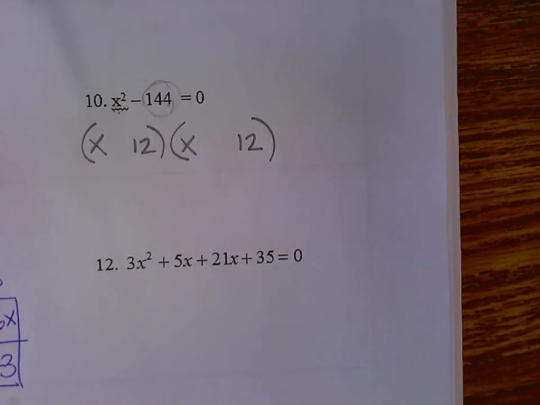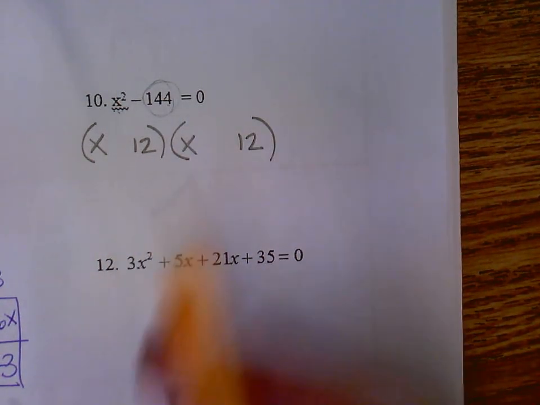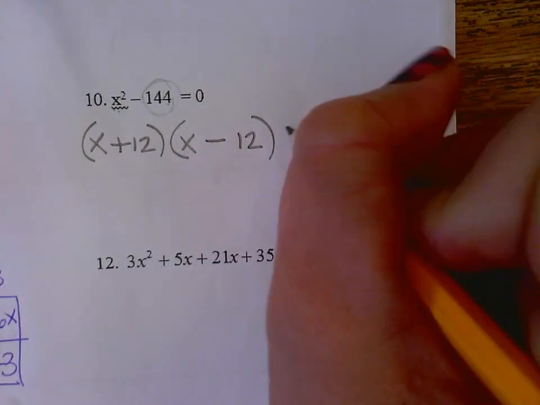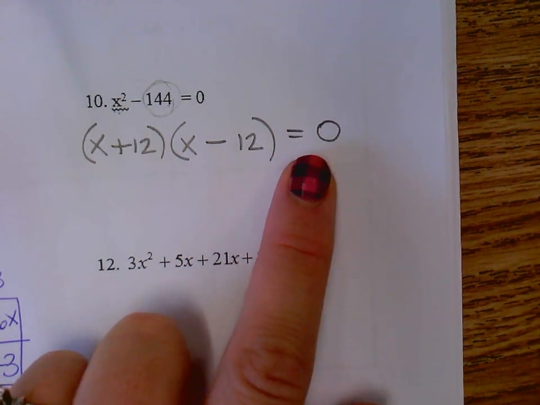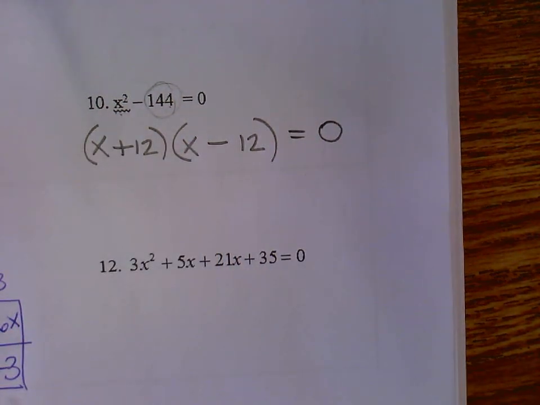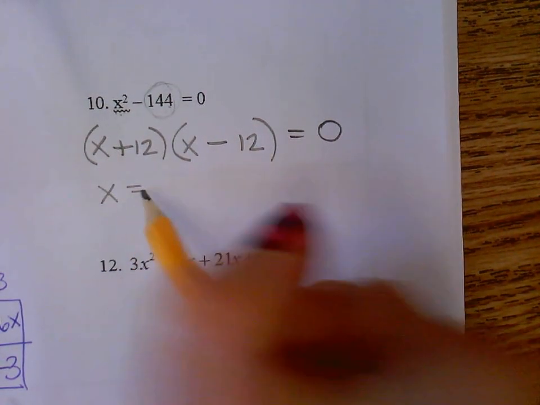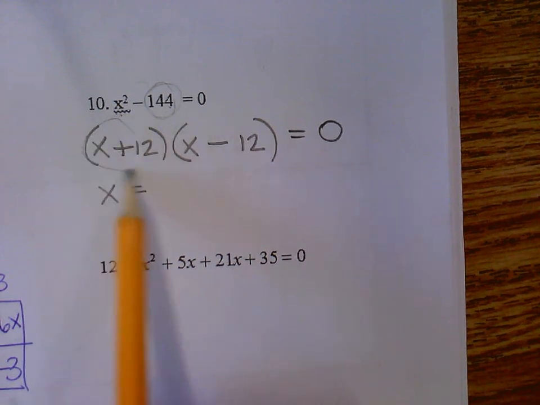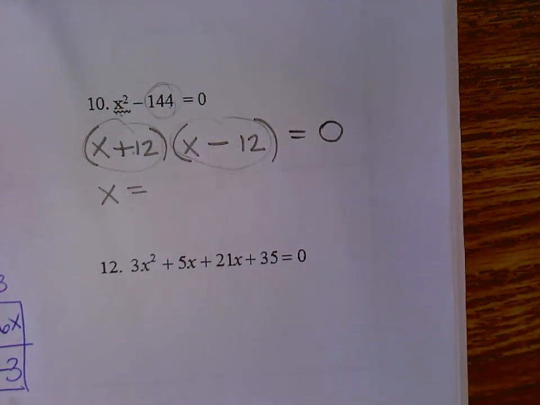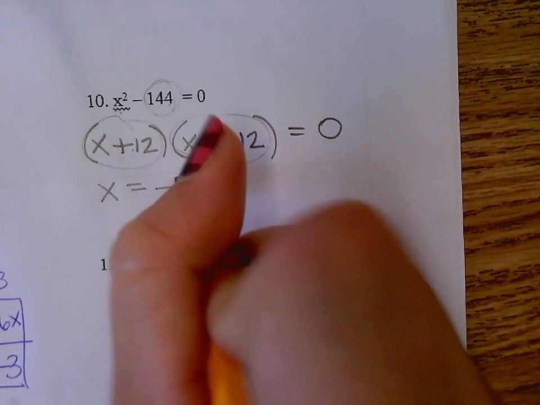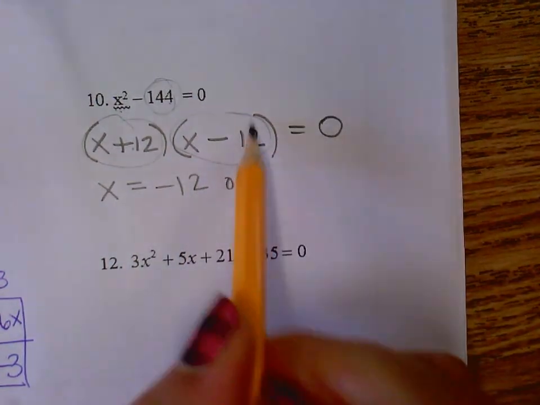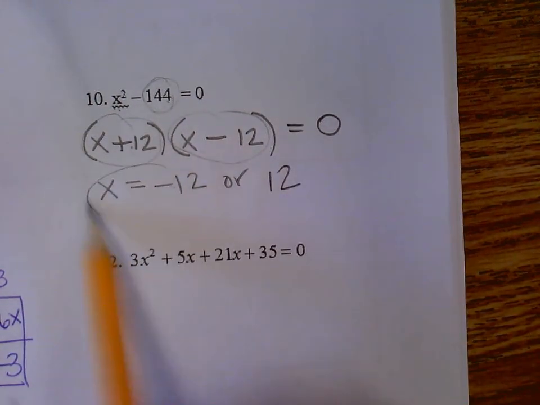I don't know why they gave it that name, but one gets a plus, one gets a minus, and then it's equal to 0 over here. So I actually have to solve for the two x-intercepts. What will make this 0 and what will make this 0? So this one would be negative 12, right? And this one would be positive 12. So my two solutions are negative 12 or positive 12.